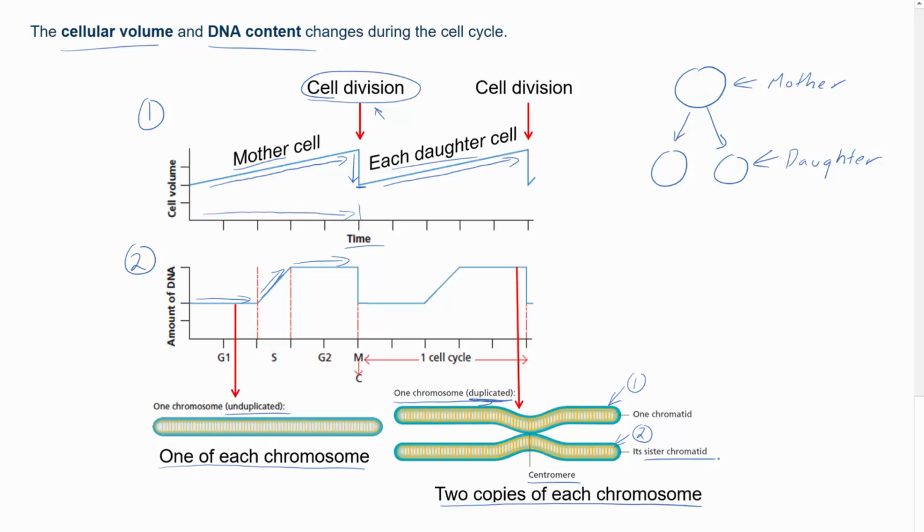Now, when the cell divides, these sister chromatids are pulled apart into the two different daughter cells, and that is shown here with a decrease in the amount of DNA during cytokinesis, when the mother cell, which had two copies of each chromosome, has now divided so that each daughter cell then has one copy of each chromosome.